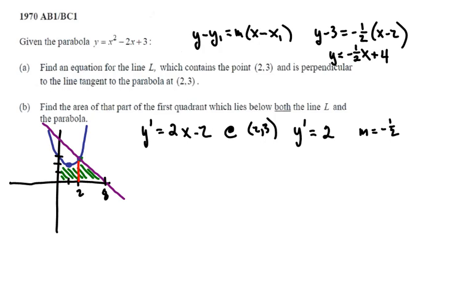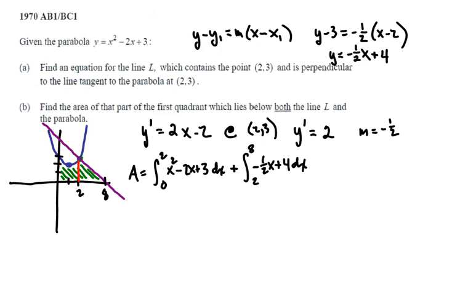Now that section over there makes a triangle, and to solve that with a triangular area is okay. But I'll still set up the integrals and we'll work that out. So our area is the integral from 0 to 2 of x squared minus 2x plus 3 dx, plus the integral from 2 to 8 of negative 1/2 x plus 4 dx. So basically we're looking for those two different integrals there.